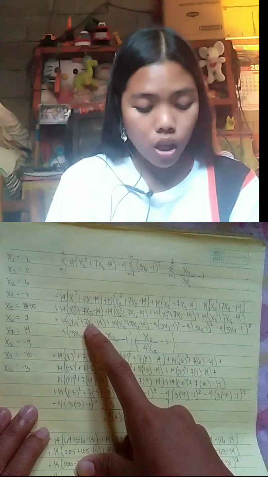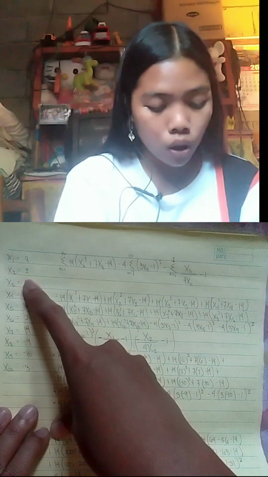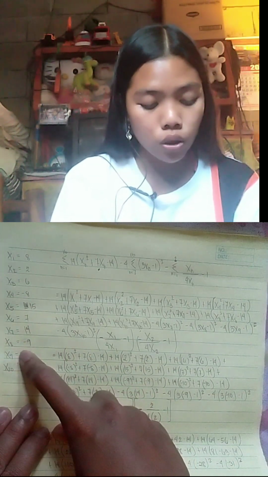So the next thing that I did is I substitute the x sub 1 to 10, which is this. The given value of x sub 1 to 10 is here. X sub 1 is equal to 8, x sub 2 is equal to 2, x sub 3 is equal to 6, x sub 4 is equal to negative 8, x sub 5 is equal to 15, x sub 6 is equal to 7, x sub 7 is equal to 14, x sub 8 is equal to negative 9, x sub 9 is equal to negative 10, and x sub 10 is equal to negative 3.